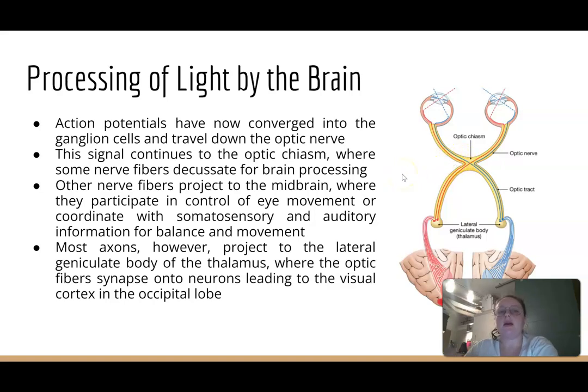At the optic chiasm, some of the nerves decussate, and they actually go on for control of eye movement and coordination with the somatosensory and the auditory information for balance and movement. But most of them continue on our optic tract to our thalamus, also known as our lateral geniculate body. And this is where the optic fibers synapse onto neurons, where they lead to the visual cortex and the occipital lobe.